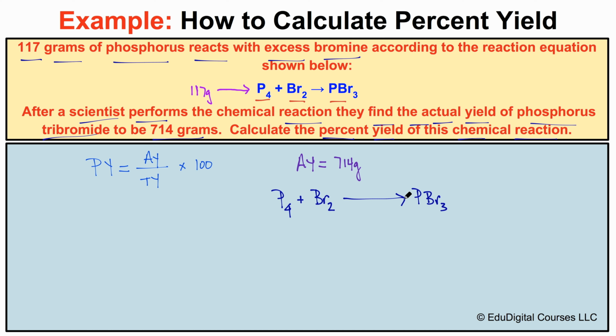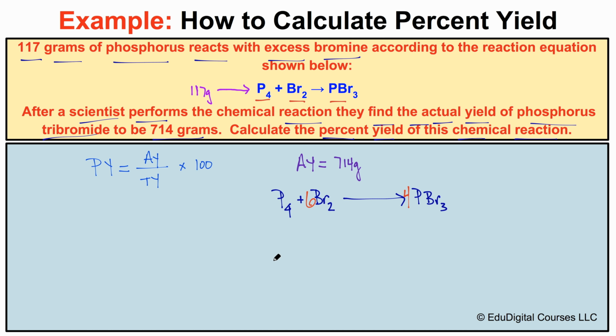Looks like we're going to need, well, we have 4 phosphorus here. So we're going to have to put a 4 in front of here. That now gives us 4 phosphorus. 4 times 3 is 12 bromines on the right. So we're going to need 12 bromines on the left. 6 times 2 is 12 bromines. So our chemical equation is now balanced.